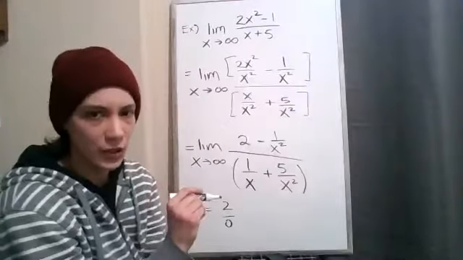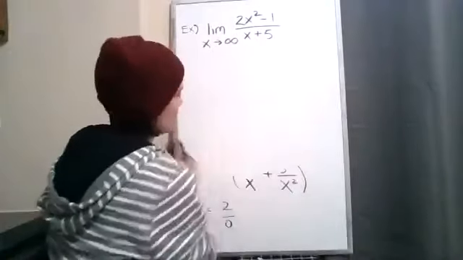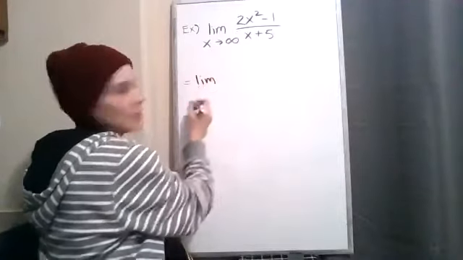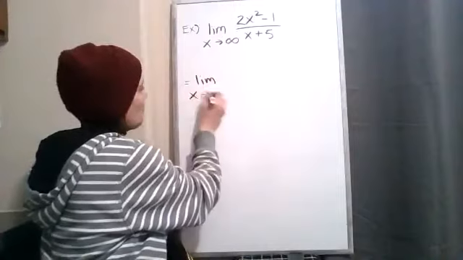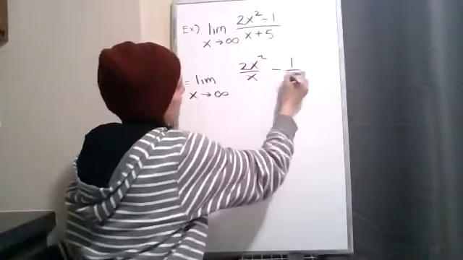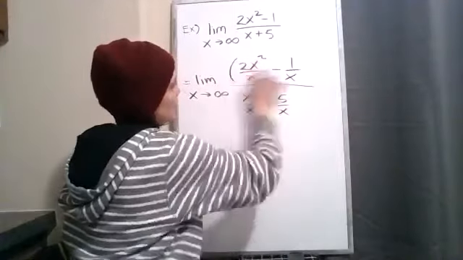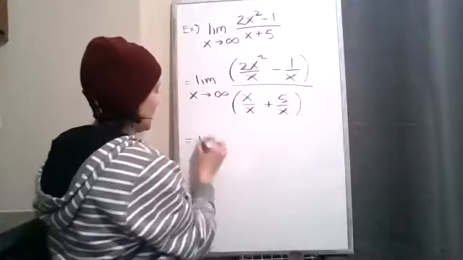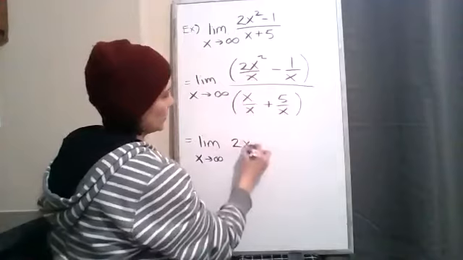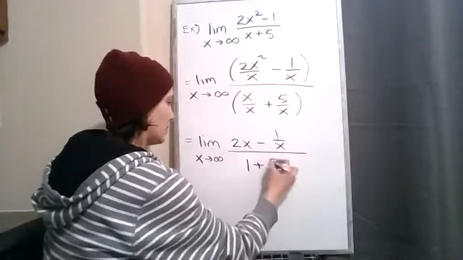So I'm going to back up and show you how I did it the first time on my scratch paper so we can end the class. Let's divide by just x. Also, thanks for the answer in the chat. 2x squared over x minus 1 over x over x over x and 5 over x. The limit as x goes to infinity of 2x minus 1 over x, over 1 plus 5 over x.